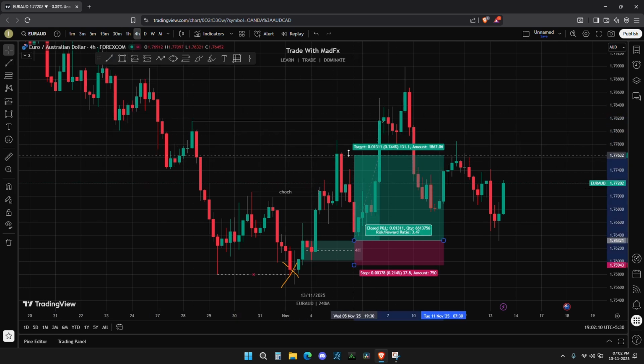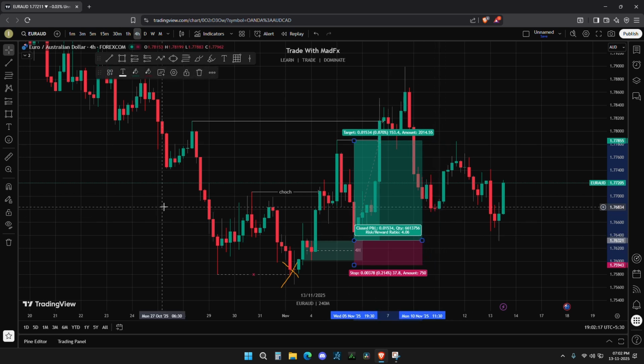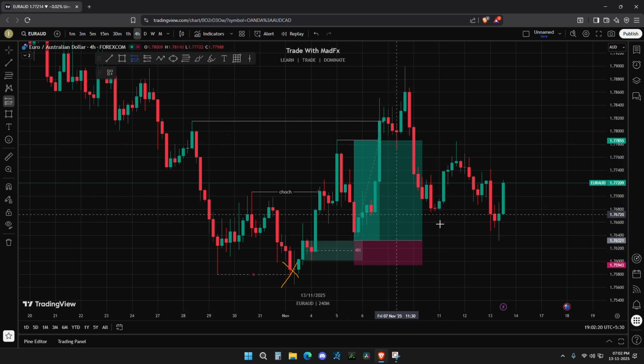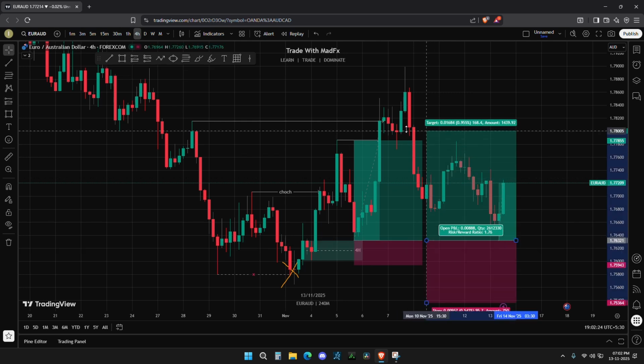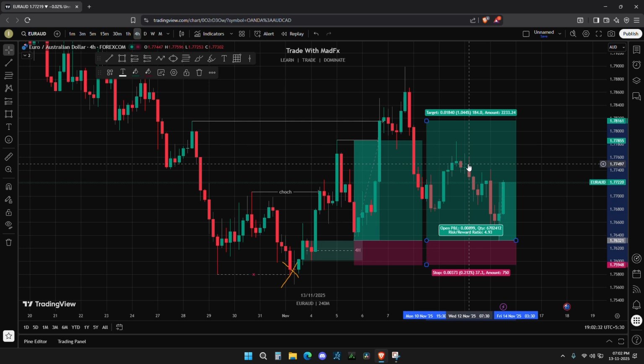If we target the first level, our risk-to-reward ratio would be around 1:4. And if we target the next level, our risk-to-reward would be around 1:5 based on our 4-hour entries.